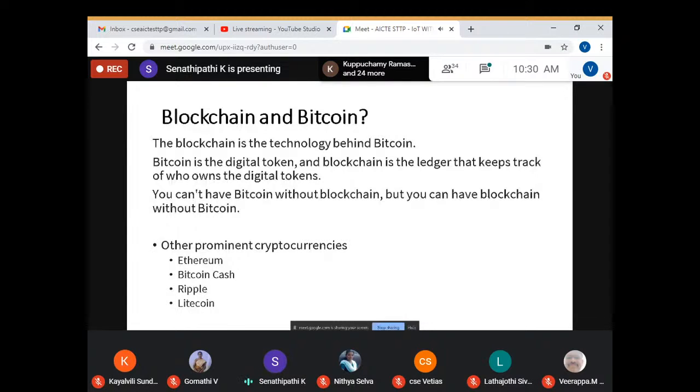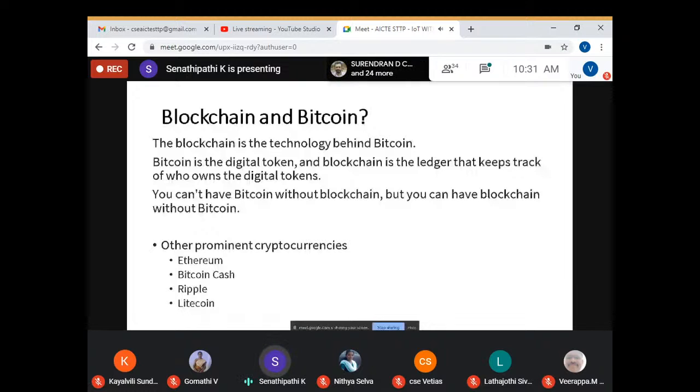So Bitcoin is a digital token. Blockchain is a distributed ledger that keeps track of who owns the digital token. These are examples of cryptocurrencies: Ethereum, Bitcoin, Ripple, Litecoin. There are more than 2000 cryptocurrencies available.